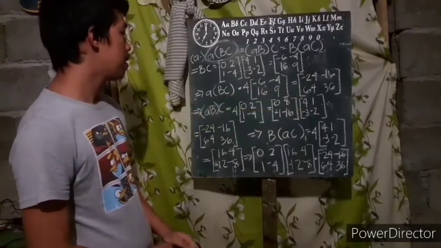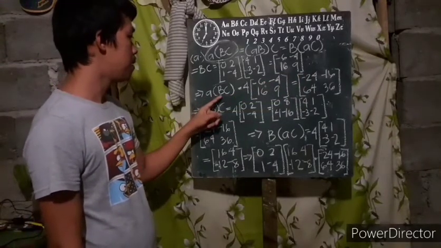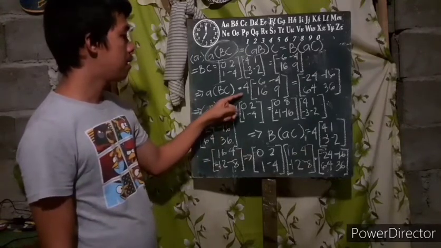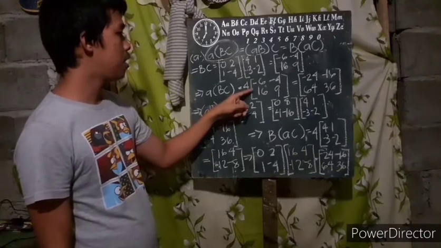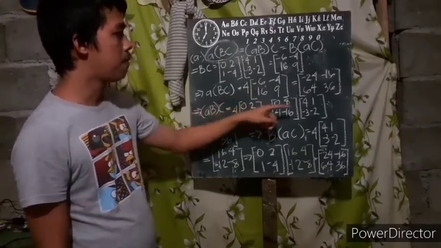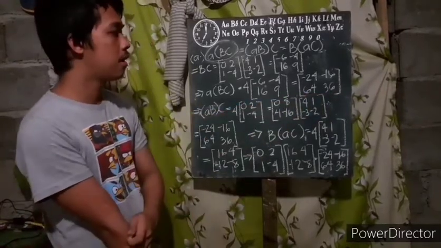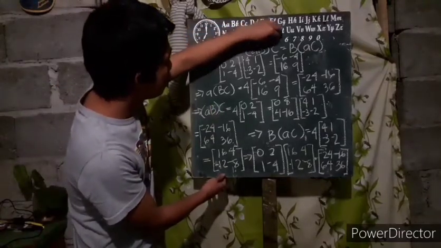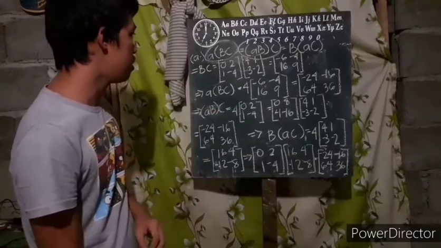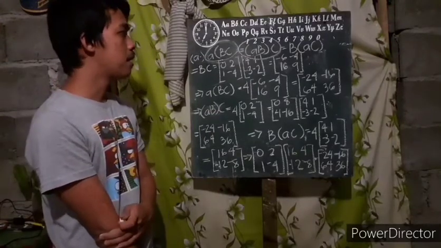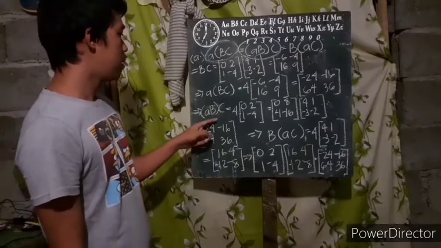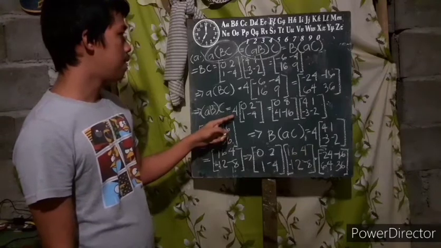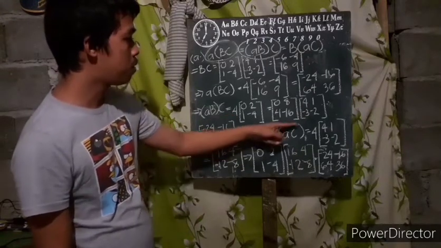Then we can now find the scalar a times BC. So the scalar a is equal to 4. So just multiply the scalar into each element of the result of BC. So we come up with this answer of negative 24, negative 16, 64, and 36. Now let's find the second expression, which is scalar a times B times C. To find this, we need to multiply B first by scalar a, which is 4. So we get its result.